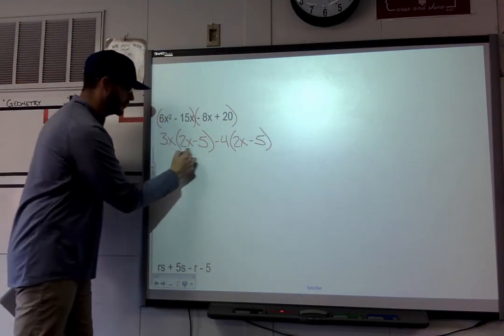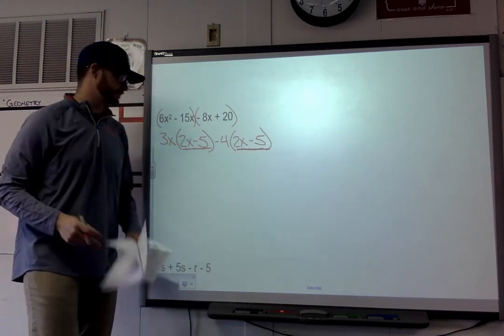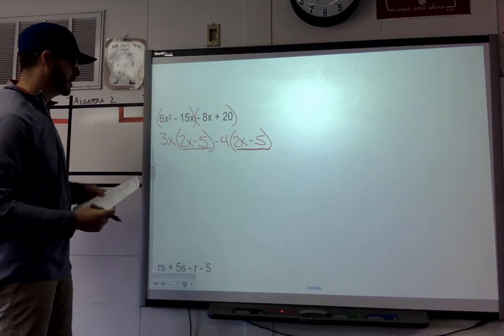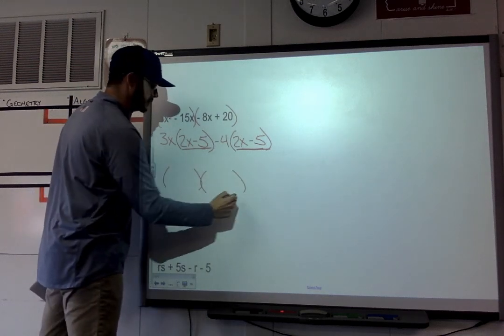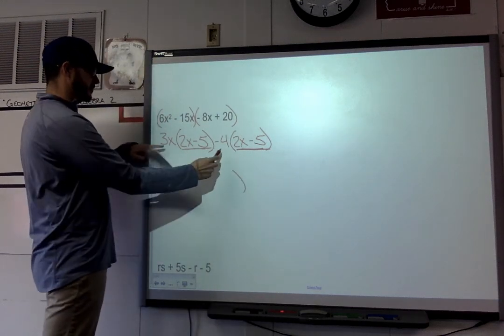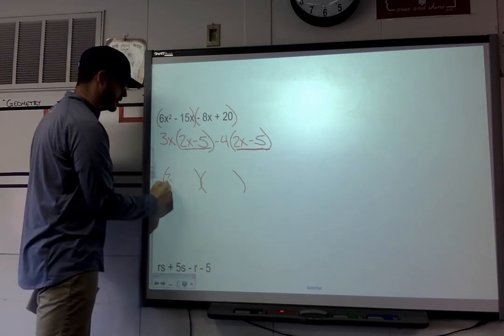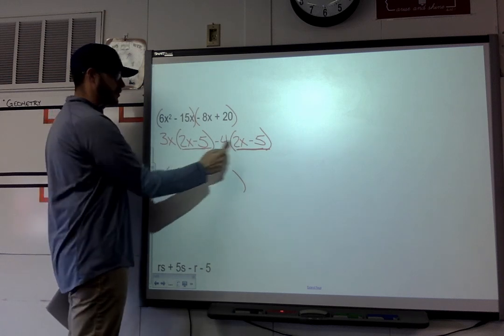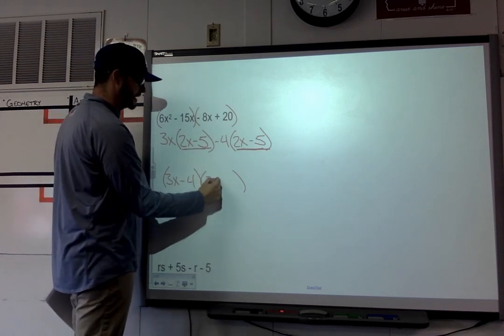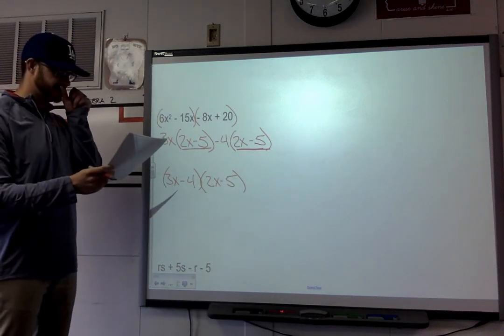So again, whatever is in the parentheses needs to match here. So now, again, for our factored form, we're going to have two sets of parentheses. The first one is going to be everything outside the parentheses, which would be 3x minus 4. The second one is whatever is left inside the parentheses, which would be 2x minus 5.